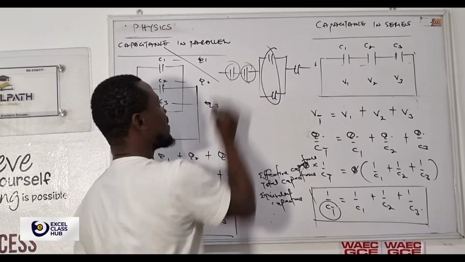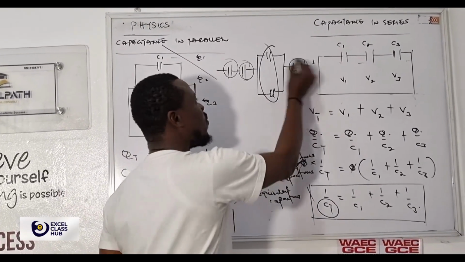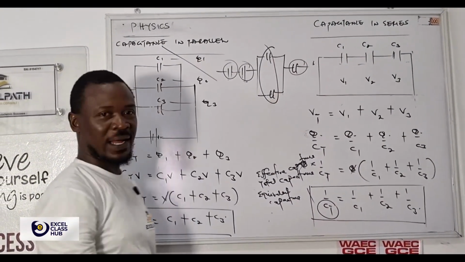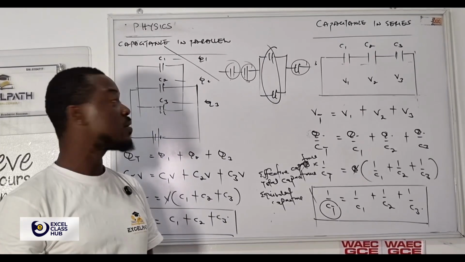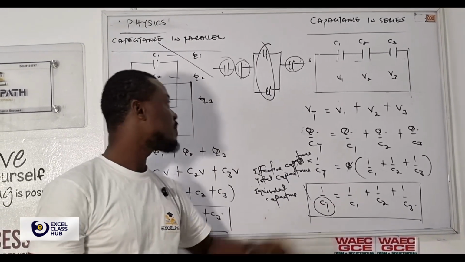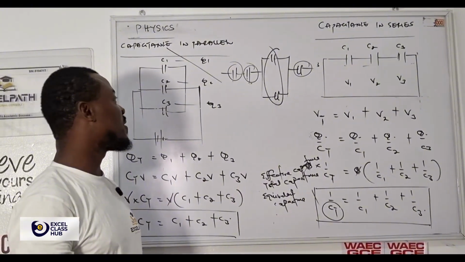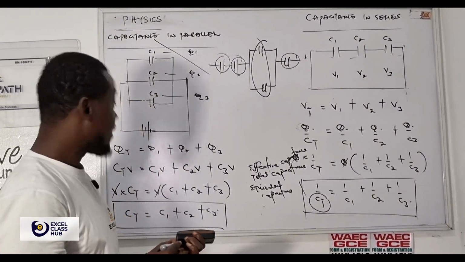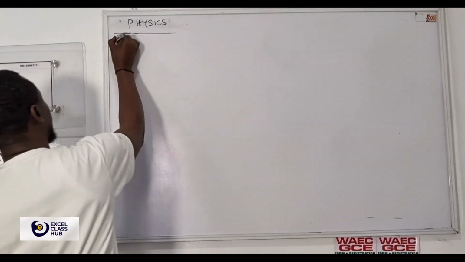This one here also is in series. This one also is in series. But this one here is in parallel. So let's pick one or two questions from the JAMB past question, and see how to apply capacitance in series and capacitance in parallel. Thank you. Still on capacitance of a capacitor.